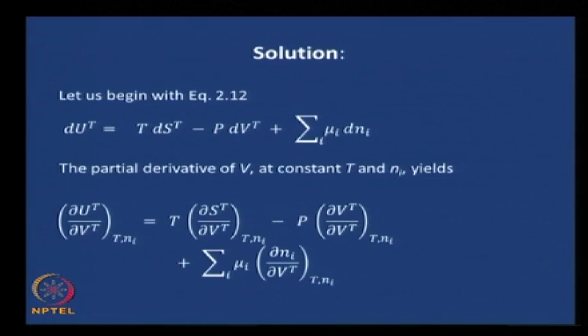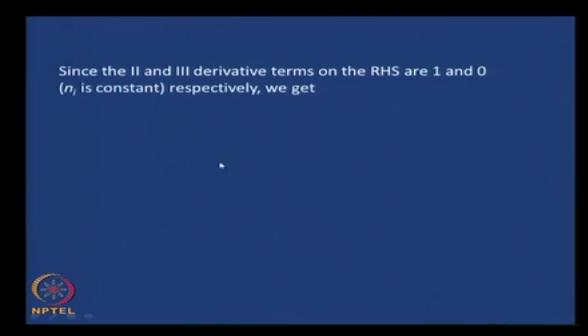Let us continue with the solution. Look at the second and third terms on the right hand side here: minus P ∂Vt/∂Vt at constant T, Ni, plus summation of μi ∂Ni/∂Vt at constant T, Ni. The second and third derivative terms on the right hand side are 1 and 0. 1 because ∂Vt/∂Vt goes to 1, and 0 because Ni is a constant, so any variation with Ni would be 0.